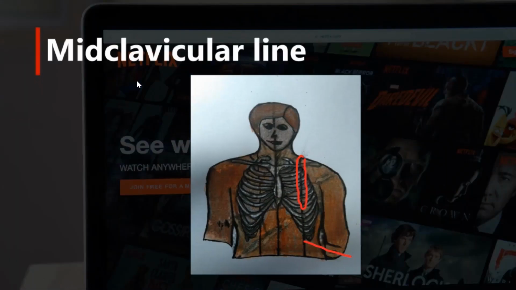Next would be the midclavicular line. The midclavicular line is an imaginary line parallel to the long axis of the body and passing through the midpoint of the clavicle on the ventral surface of the body. So this is the midclavicular line from here down to here.